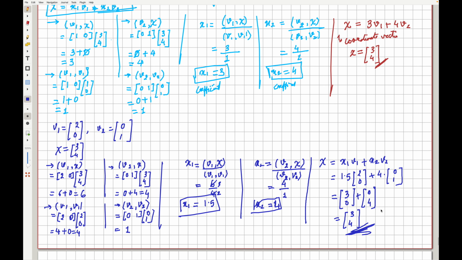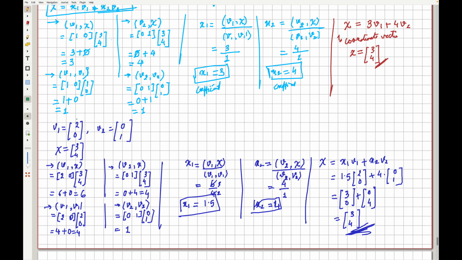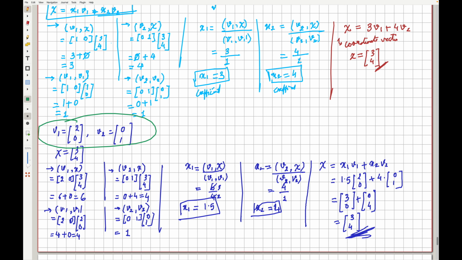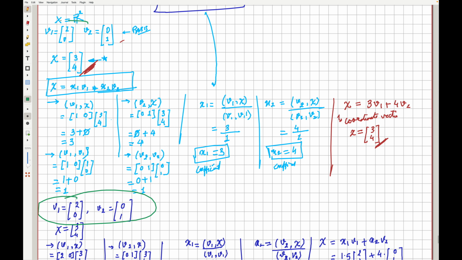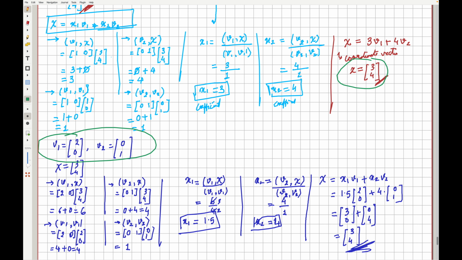So as you can see, using different basis vectors, such as the ones we used here versus the ones we used here, we are still getting the same coordinate vector x. The only difference is that these coefficients are different, so the way we combine the basis vectors differs. So that was it for this video.